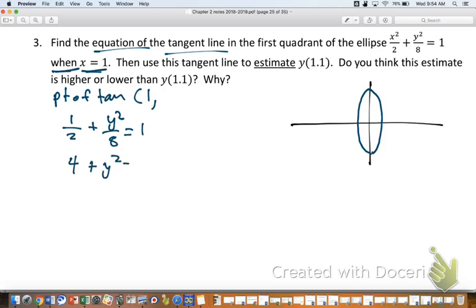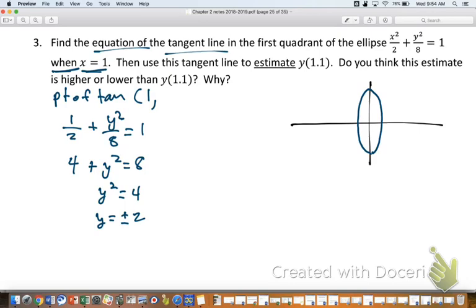You get 4 plus y squared equals 8, right? Because the 8 and the 1/2 would cancel to be a 4. The 8's cancel. 1 times 8 is 8. And then you get y squared is equal to 4. So y equals plus or minus 2.